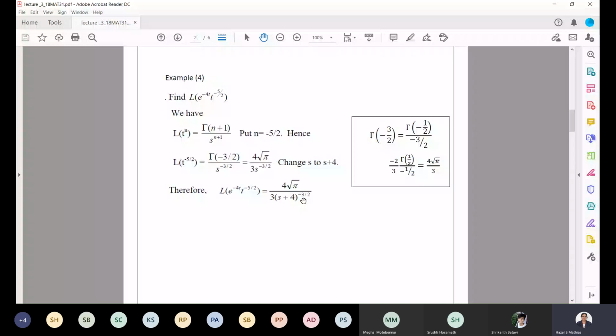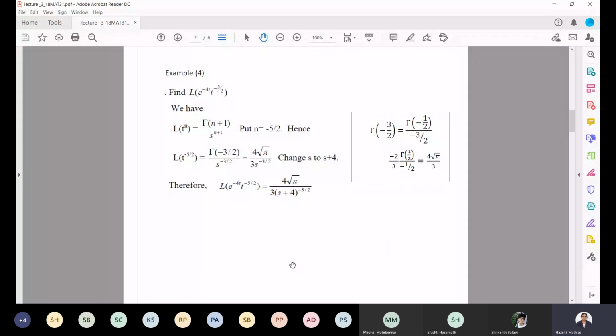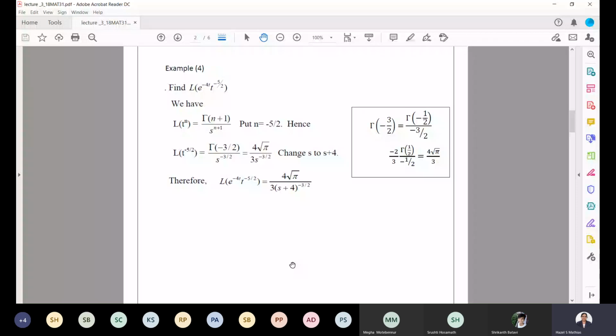Is it okay? How many of you have learned the concept of gamma functions? I have told in the previous class to go study, revise it. Anybody has done it? Yes or no? Yes, ma'am. Anybody? Nobody has done it? Okay. Okay, let's move on to the next one.